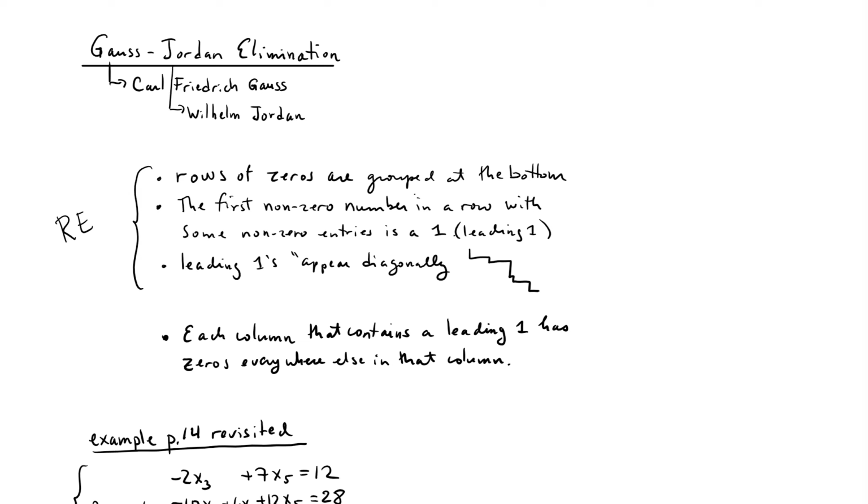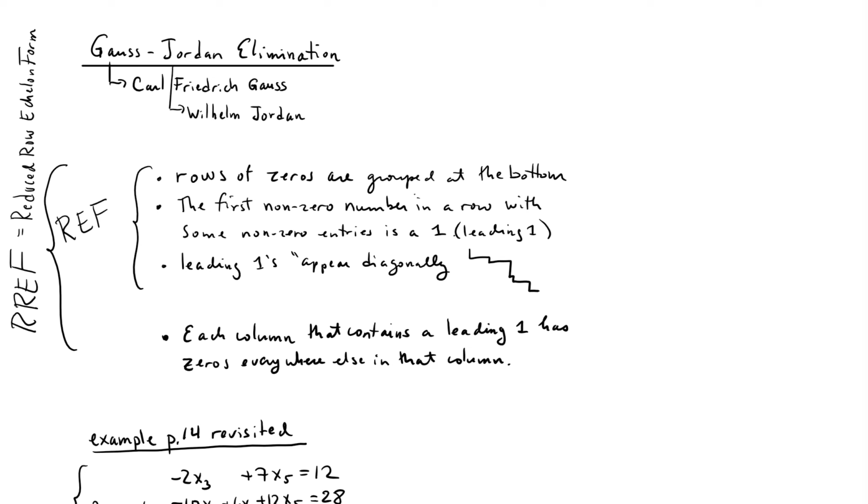Row echelon form is this. Now, if we add a fourth property, which is that each column that contains a leading one has zeros everywhere else in that column, well, that matrix would now be in reduced row echelon form. Let's write that. Reduced row echelon form. So that's if we add that fourth property.